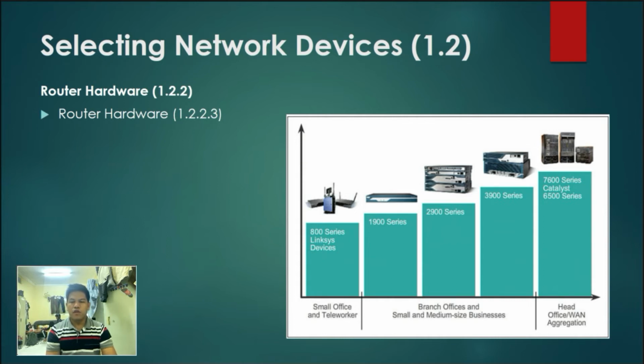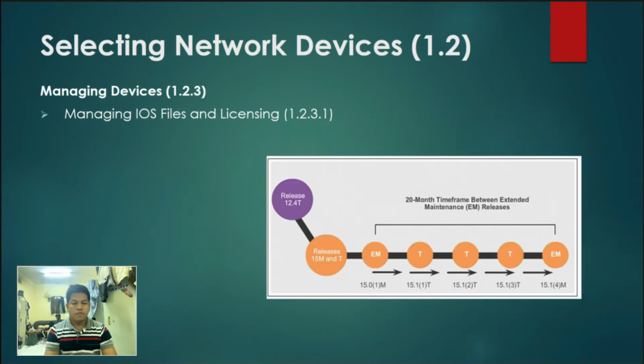With the fixed configuration, the desired router interfaces are built in. While managing the iOS files and licensing, routers and switches all come with Cisco iOS software. Network administrators are responsible for managing these devices. So for routers, beginning with Cisco iOS software release 15.0, Cisco modified the process to enable new technologies within the iOS feature sets, as shown in this figure.